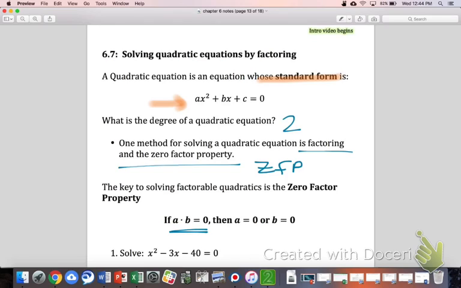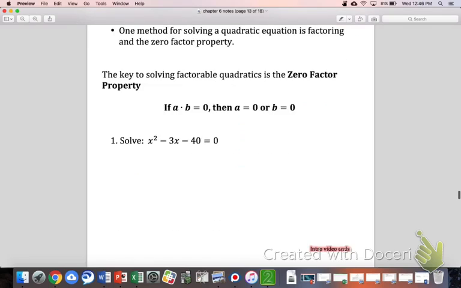If a times b is equal to specifically 0, then either a is equal to 0 or b is equal to 0, or perhaps both. And of course, 0 is a very special number. This property only applies to 0 because any number times 0 is 0. So this is the zero factor property, and we'll use that here in our example.